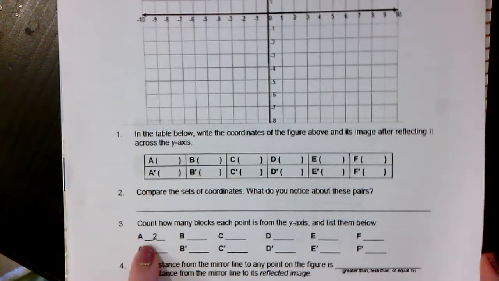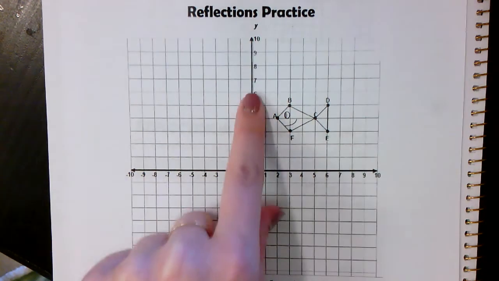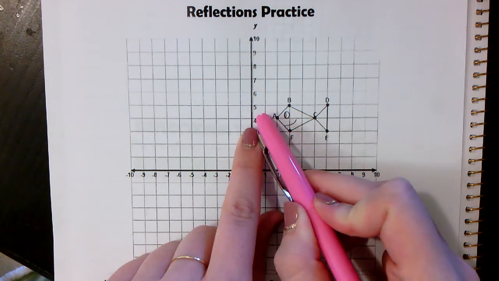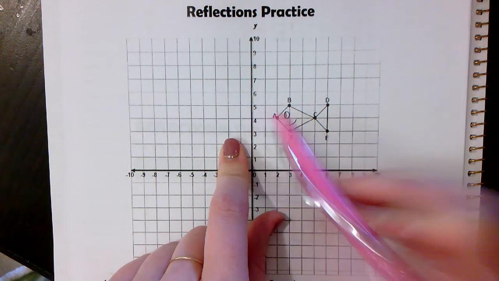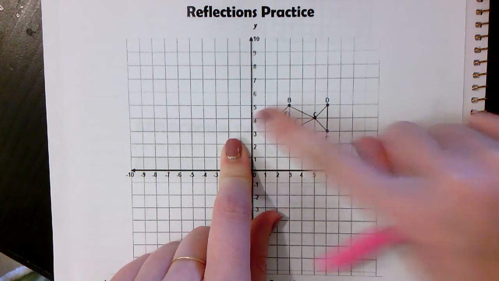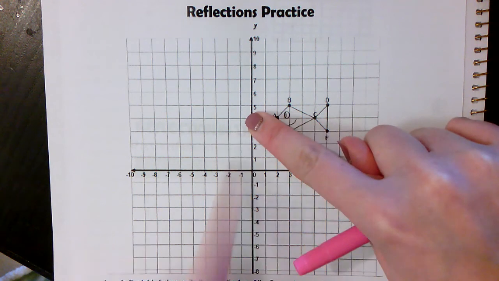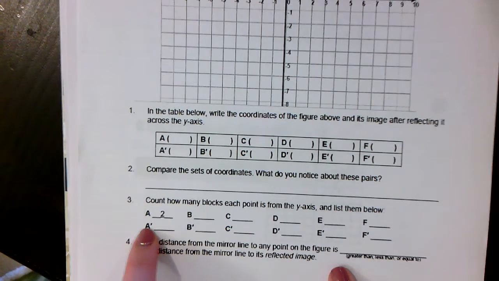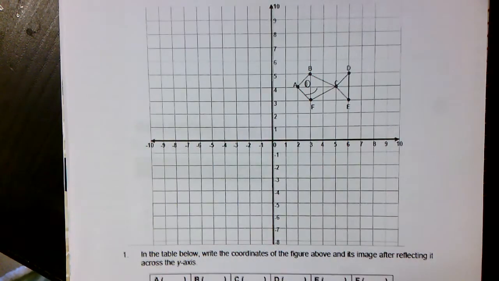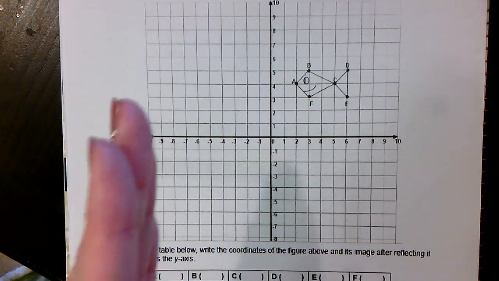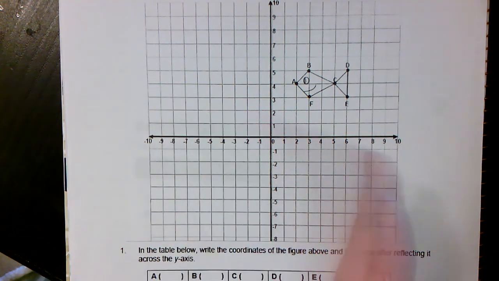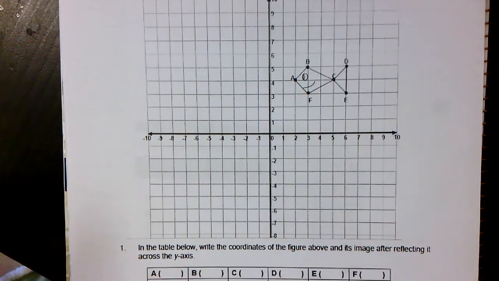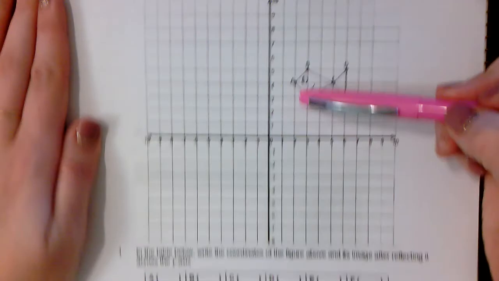So the original A from this y-axis, A is 2 blocks away. Like from A, if I just walk straight over to get to the y-axis, it takes me 2 steps. Now what it's going to ask you is when you're looking at your new A prime, which will be somewhere in this graph, how far does it take you to get back to that y-axis?